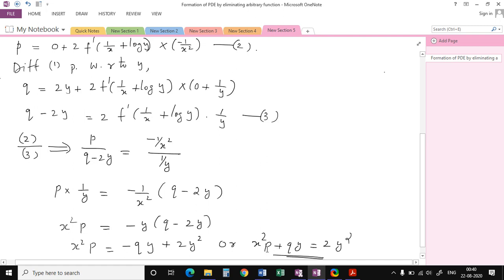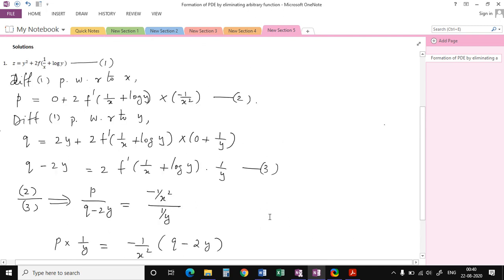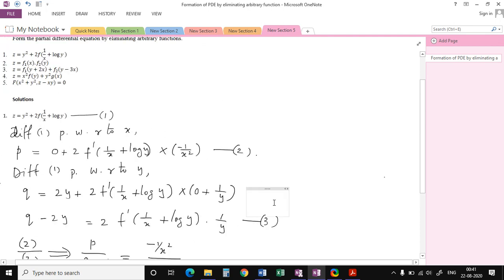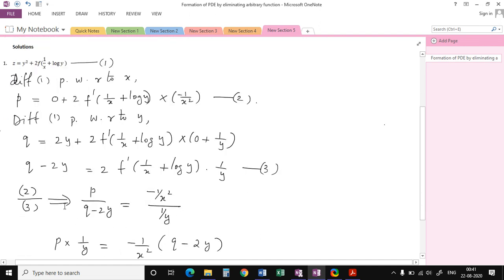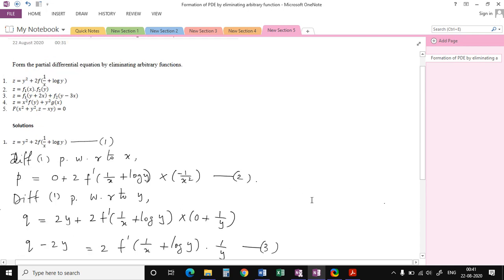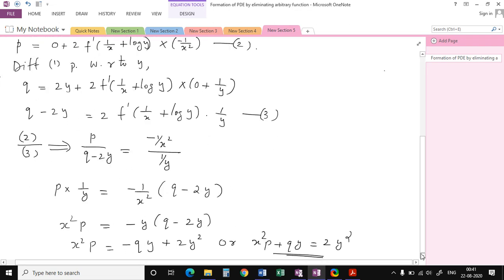So here p and q are first order partial derivatives. So therefore this is a first order partial differential equation. So you can use any algebraic method for eliminating the arbitrary functions. Here we divided one equation by another equation. Sometimes you have to multiply or you have to solve in the same way you are solving a system of linear equations and all. You can use any method. Our aim is to eliminate the arbitrary function and its derivative. So now we will discuss the second problem. So now it is the second one.